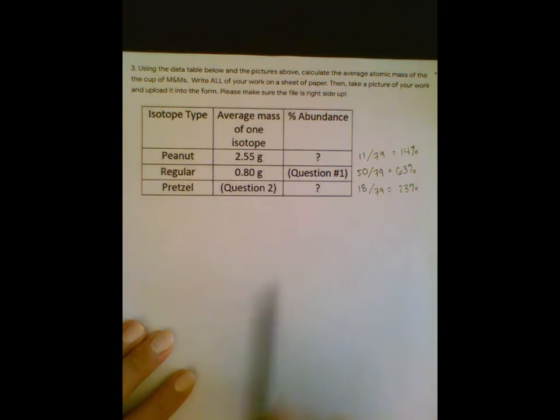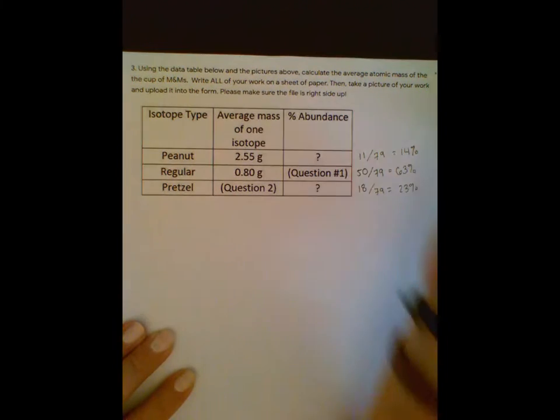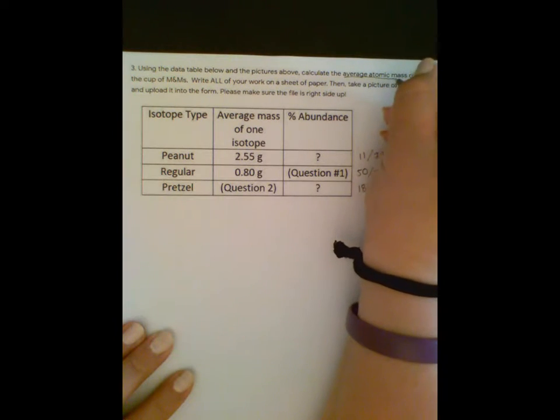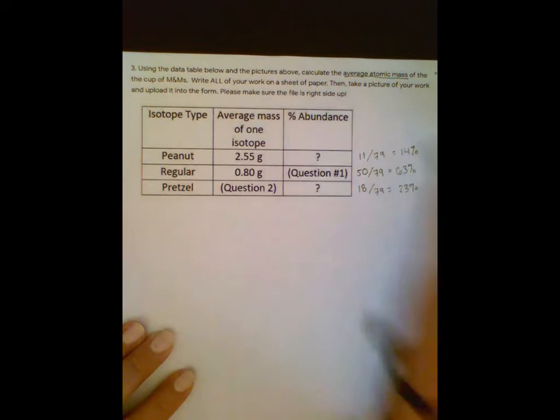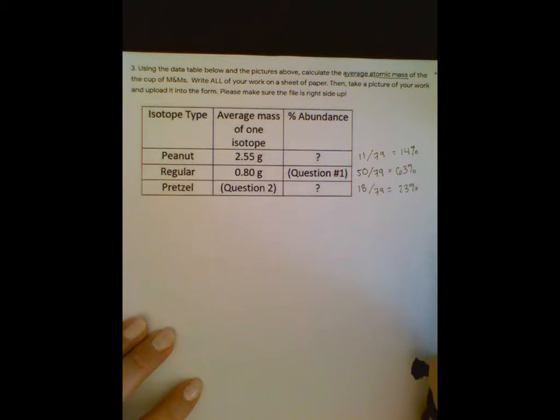Okay, if you look at the question, it is asking you to calculate the average atomic mass. All we've done so far is calculate the percent abundances. We've got some more steps in order to fully answer this question. So if you stopped here, you were on the right track, but you need to keep going, okay?